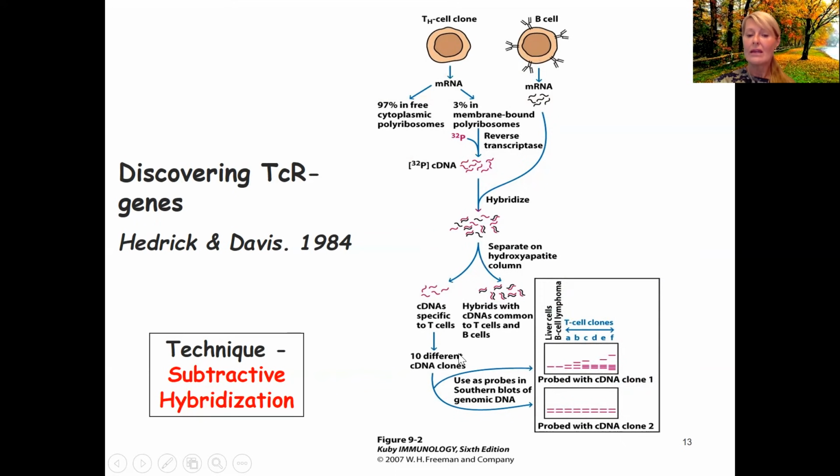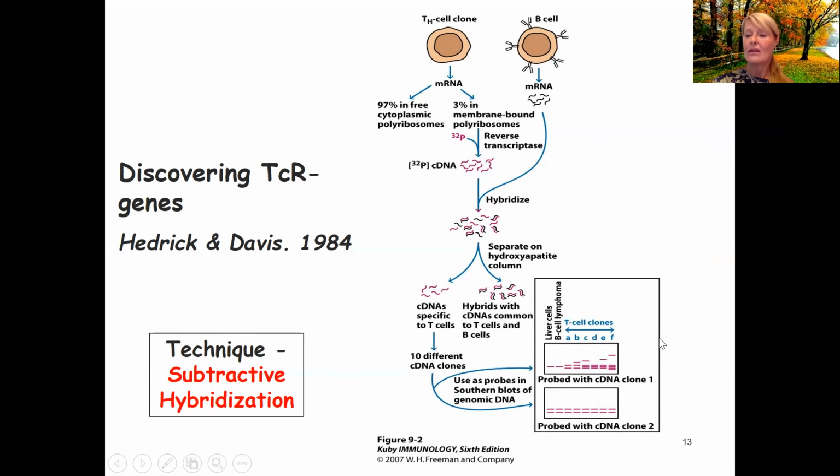They ended up with 10 different cDNA clones, one of which, or more, some of which, let's put it that way, were going to represent the genetic material of the T cell receptor. And so then they went to the next part of their experiment, which was to use these probes. These clones, we call them probes, and they're going to be used in a process called Southern blotting. And it's called Southern blotting just because the man who discovered it had the last name Southern. So Southern blots.